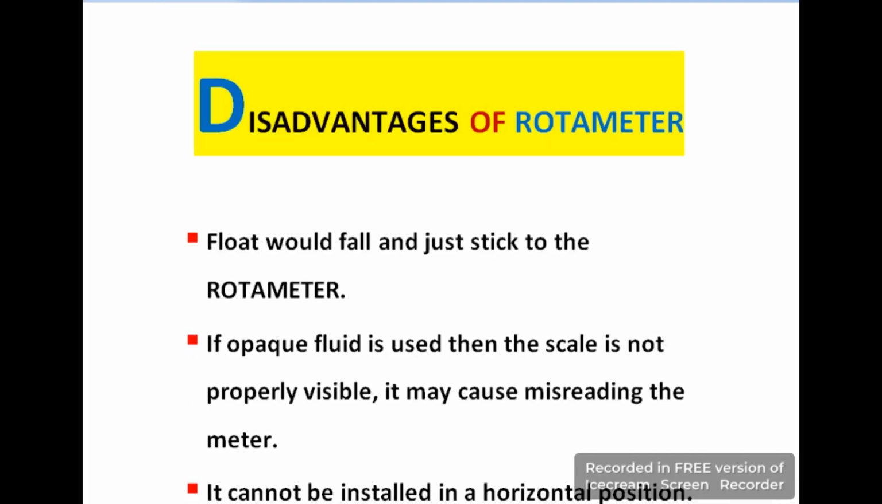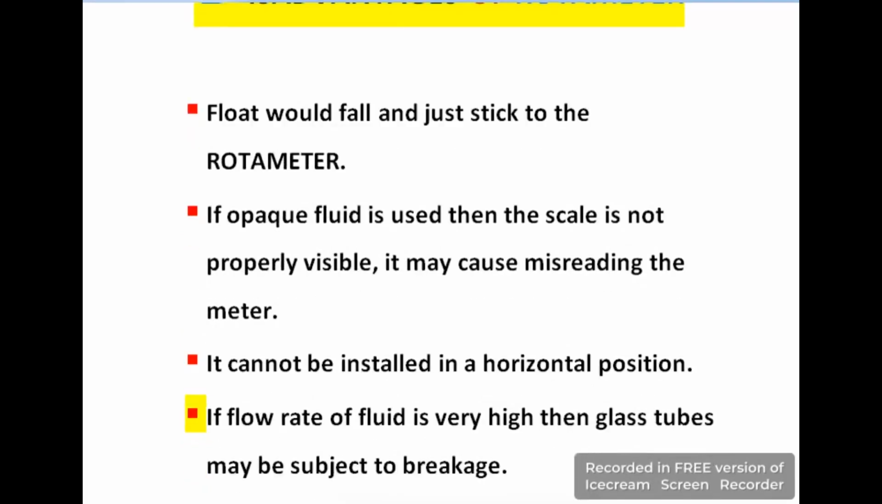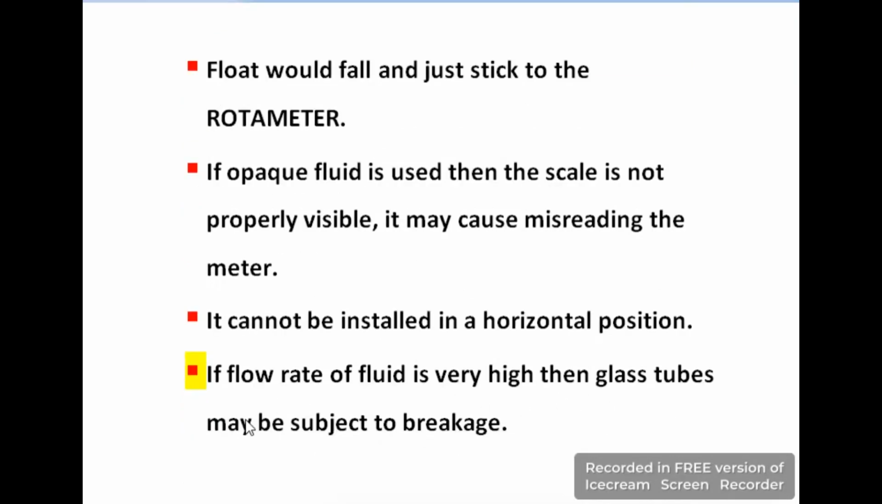Disadvantages of rotameter. The first one is the float would fall and just stick to the rotameter. The second is if opaque fluid is used, then the scale is not properly visible. It may cause misreading of the meter. The third one is it cannot be installed in a horizontal position, and the last one is if the flow rate of fluid is very high, then glass tubes may be subjected to breakage.